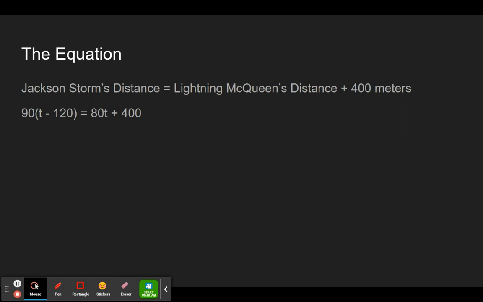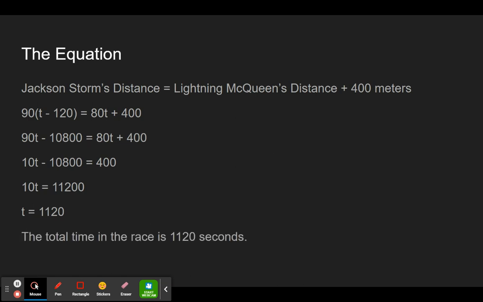Solving this equation, we're going to start by distributing. That gets us 90T minus 10,800 equals 80T plus 400. Subtracting 80T from both sides gets us 10T minus 10,800 equals 400. And then we can add 10,800 to both sides to get 10T equals 11,200 and divide by 10 for T equals 1,120. So the total time in the race is 1,120 seconds.